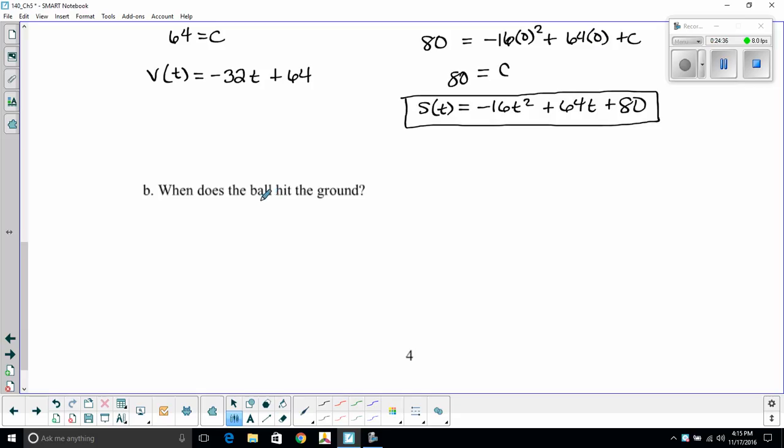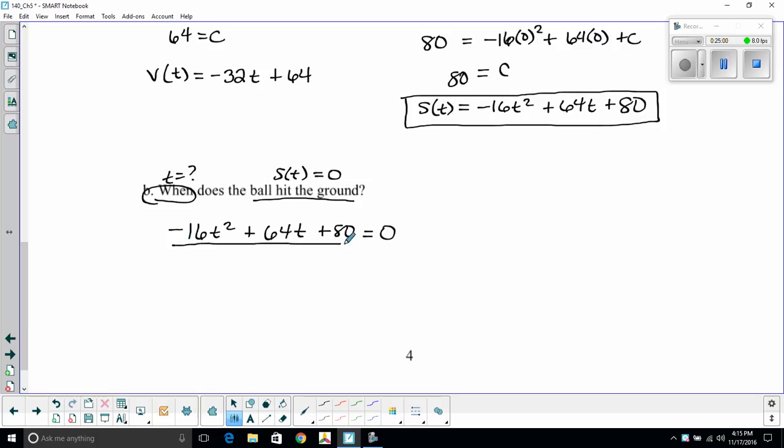Okay, and then when does the ball hit the ground? So we want t equals what? When s of t equals 0, right? Hits the ground. So negative 16t squared plus 64t plus 80 equals 0. And then I think this is all divisible by 16.